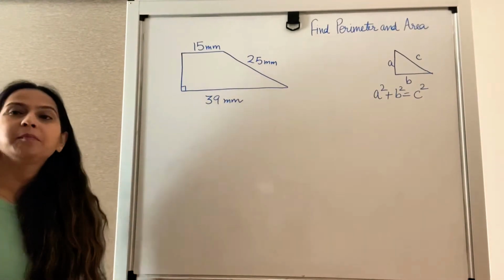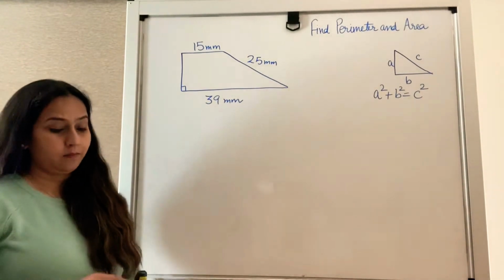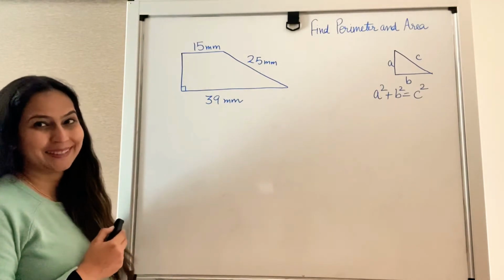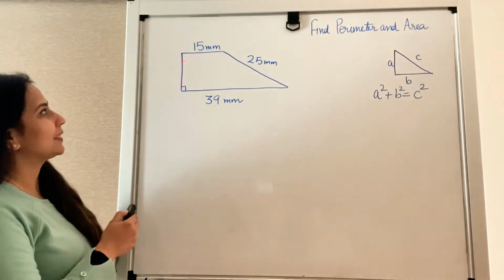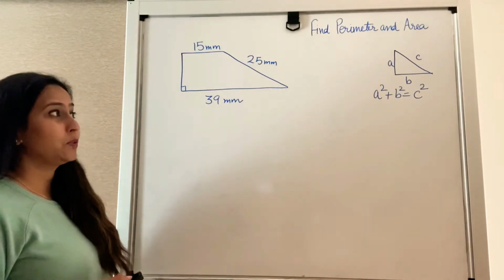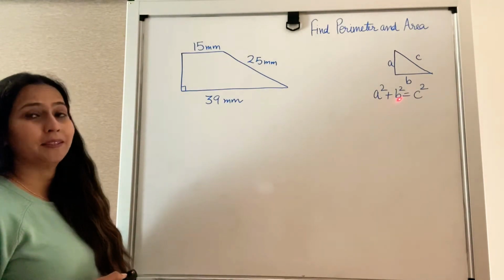The question is the same, finding the perimeter and area. And the shape is also the same. You can see it's a similar looking shape, but the question is different. Earlier in the previous question, this side was given, but now it is not given. So again, we have to use the Pythagoras theorem in this case.